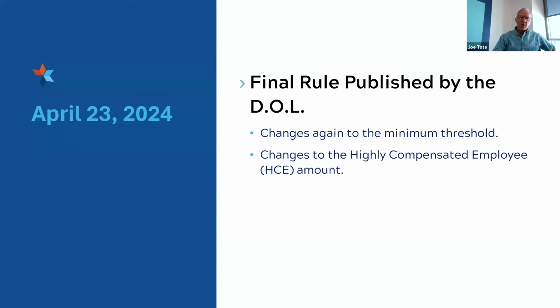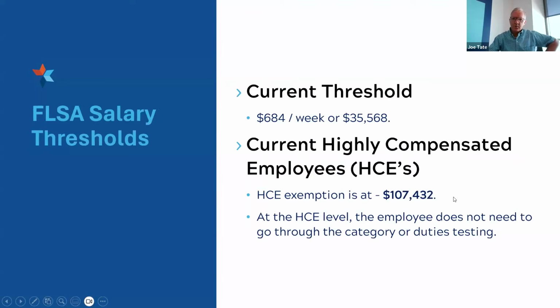Here's what happened. Last month, April 23rd, another final rule was published by the DOL, once again changing the number for the minimum threshold, and also changing the numbers for the highly compensated employees. So yes, just last month this happened. Next slide. As we discussed before, the current threshold is at $35,568, and currently the highly compensated employees number is at $107,432.